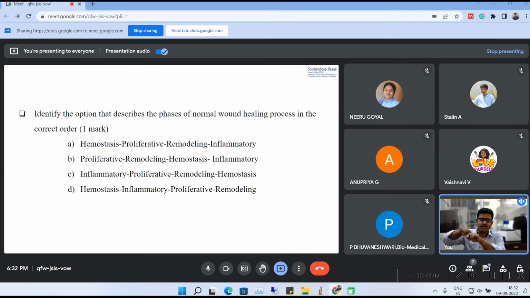For example, I have a cut in this region. What is the first thing that is going to happen? The wounded cells will be releasing certain chemicals or growth factors. So that event is called hemostasis. Then there will be an inflammation because there will be some bacterial infection and some other material. First the hemostasis occurred, then the inflammation.